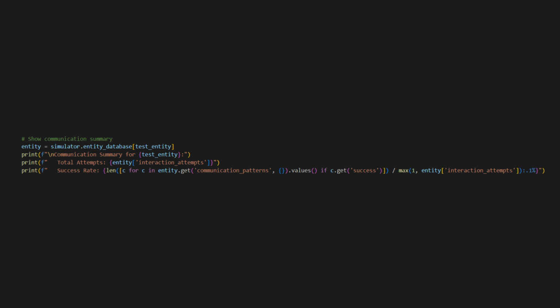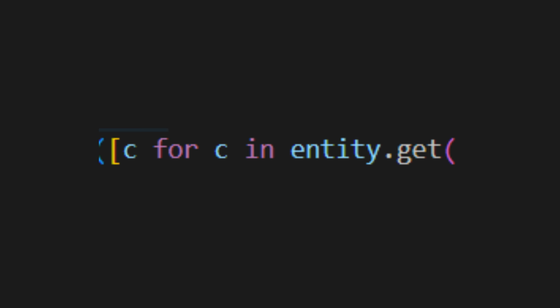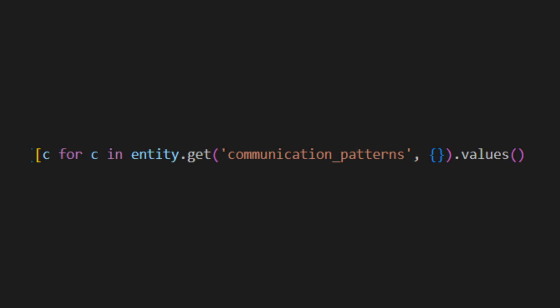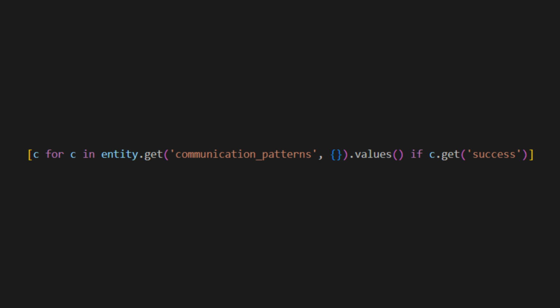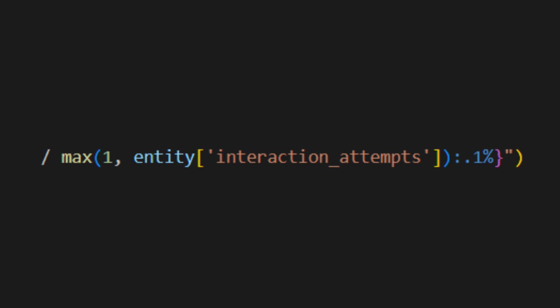Continuing through our communication experiments, testing different methods, showing results, and then we encounter an advanced F-string technique in our communication summary. Look at print, our F-string here that goes into the len, and then the c for c in entity.get communication_patterns .values if c.get success divided by max 1 entity interaction attempts :.1% for our precision formatting there, close it out. A lot's happening right there.